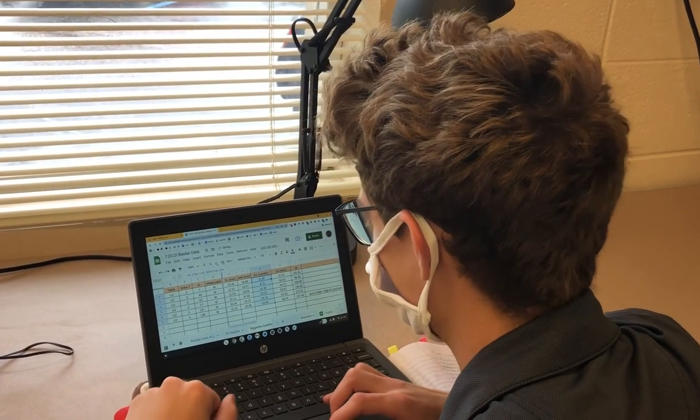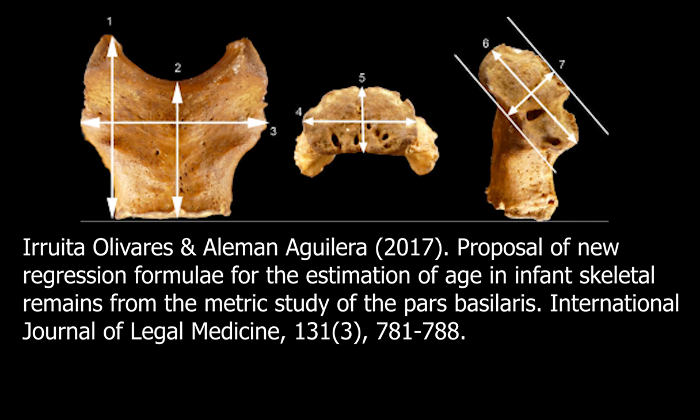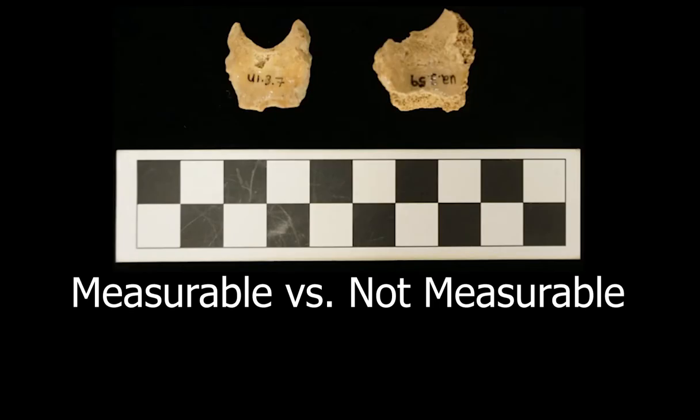ages of these individuals. Additionally, a 2017 forensic study by authors Olivares and Aguilera suggested that age could also be estimated by taking measurements of areas on the basilar that eventually fuse with the sphenoid bone and other parts of the occipital bone. This was very helpful due to the number of damaged basilar portions in our assemblage that were missing areas needed to measure sagittal length or maximum width.